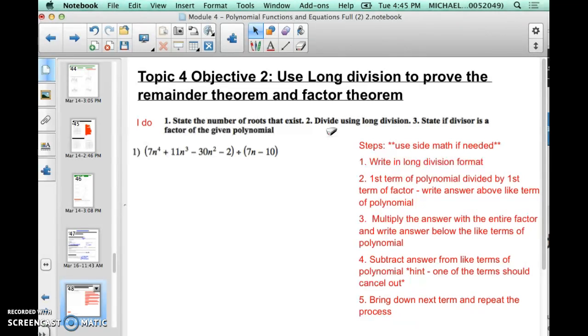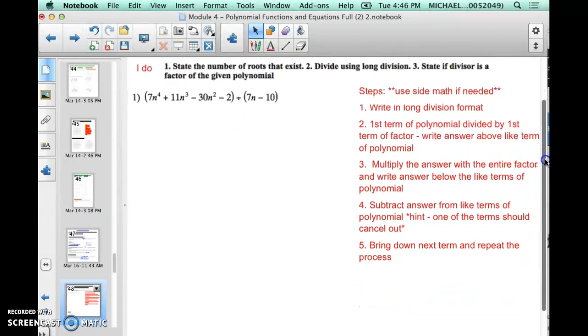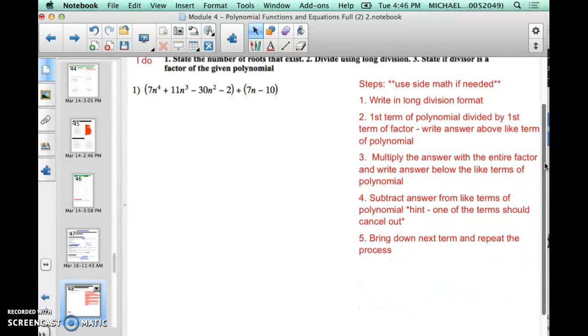I'm going to do 3 different things for each problem. I'm only going to do one example, and then I'm going to have you pause the video and try an example on your own. But for all of these problems, please, first thing, state the number of roots that exist, the fundamental theorem of algebra, and then divide using long division. And then once you're done, based on if it has a remainder or not, state if the divisor is a factor of the given polynomial. So I've listed out the steps I'm going to take to do this process.